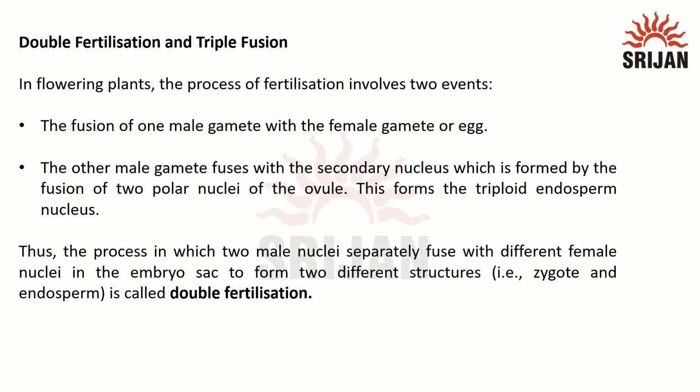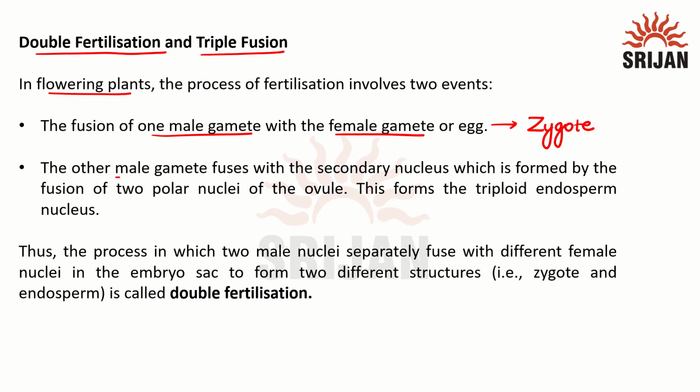Now this is the entire fertilization process. In flowering plants, they show two types of fertilization, hence the names double fertilization and triple fusion. That means fertilization occurs twice. In one, a male gamete fuses with the female gamete to form the zygote. This is the first important fertilization event.